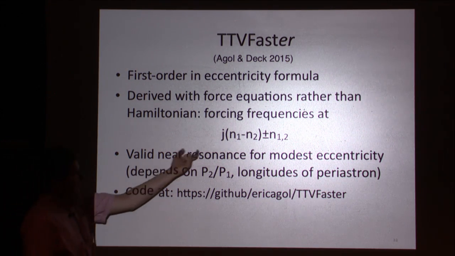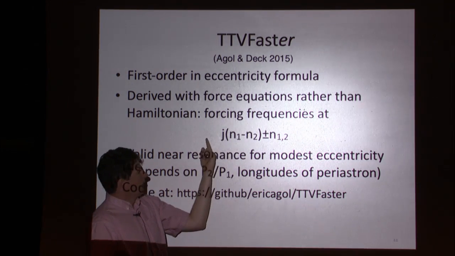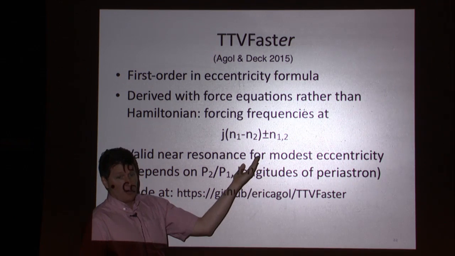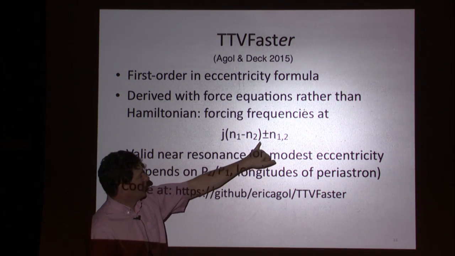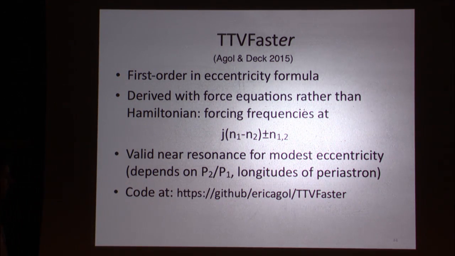You get forcing frequencies at 1st order in eccentricity that scale as an integer j, which you have to do an infinite sum over. But the coefficients drop quickly with j, so you usually only need a few terms to get an accurate formula. And then plus or minus the frequency of one or the other of the planets.